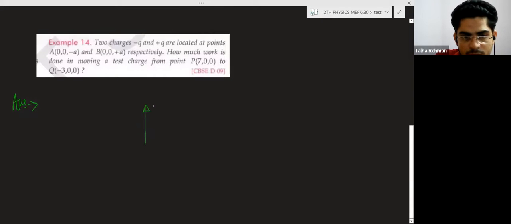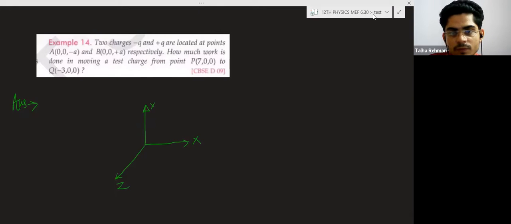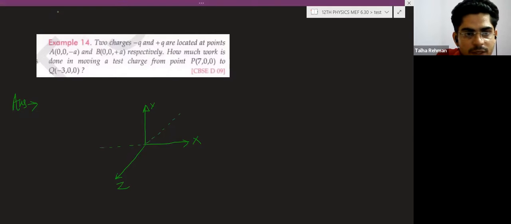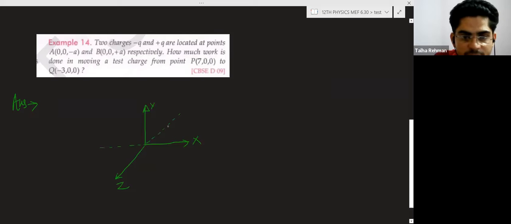This is our y-axis. This is our x-axis. This is our z-axis. And this is negative z-axis, negative x-axis. Here minus q charge is placed at point A, and the coordinates are 0, 0, minus A, and at point B a plus q charge is placed and coordinates are 0, 0, A. And here the point is P at 0, 0, 7, and here is another point Q, that will be minus 3, 0.